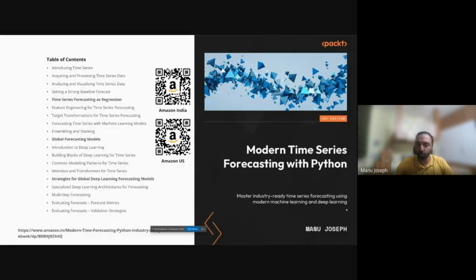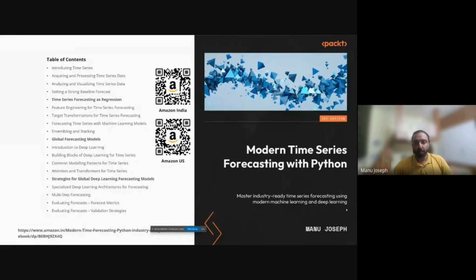And then we also talk about how we evaluate forecasts, which is very important, and how we use proper validation strategies to make sure that your model isn't overfitting. All of those things are in the last part of the book. So to summarize, it's basically an end-to-end book which enables you to start building systems for the industry right away. And that's the USP of the book.